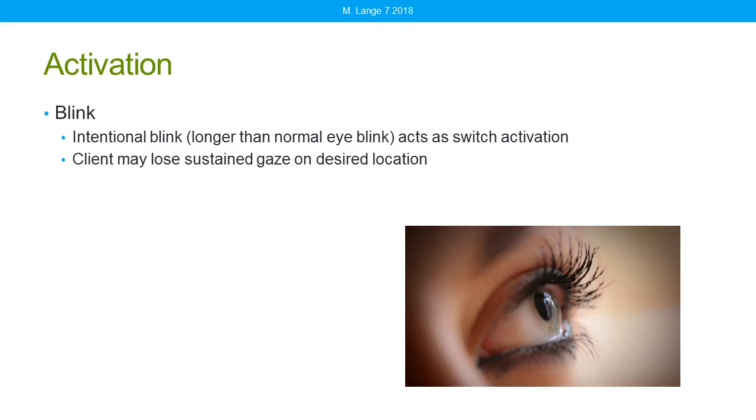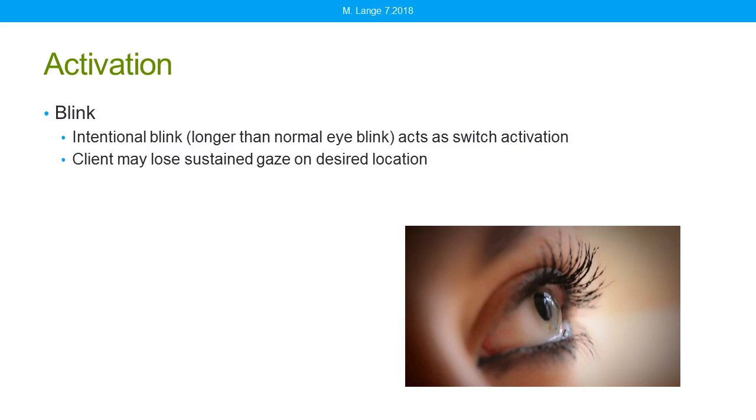Another option is simply blinking. The trick here from a programming standpoint is this needs to be an intentional blink, longer than our normal eye blinks, because of course we blink our eyes all throughout the day. So this intentional blink acts as a switch activation. This is similar to using an eye blink switch. An eye blink switch measures a more intentional eye blink. In this case, the eye gaze technology itself is able to measure an intentional eye blink.